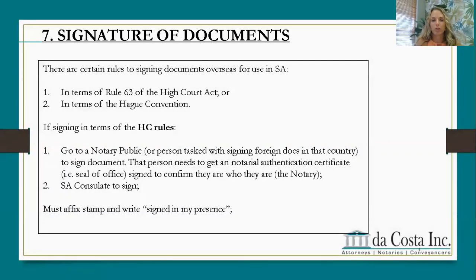Signature of documents. So this is incredibly important. When we send, let's deal with the seller first. A seller will have to sign a power of attorney to pass transfer, any applications, and then the rest of the documents. But the most important is the power of attorney to pass transfer. That gets lodged in the deeds office. And I'm not talking about a special power or general power. I'm talking about the actual power of attorney for the transfer.